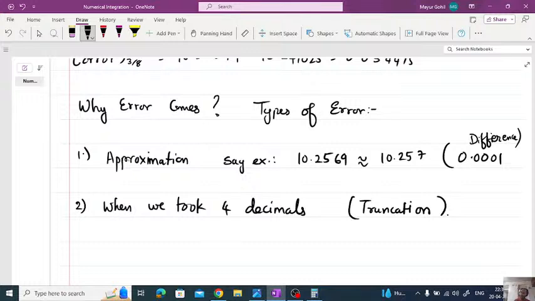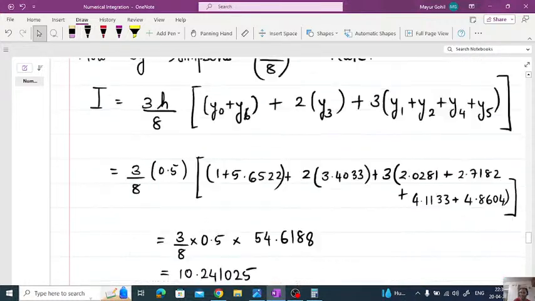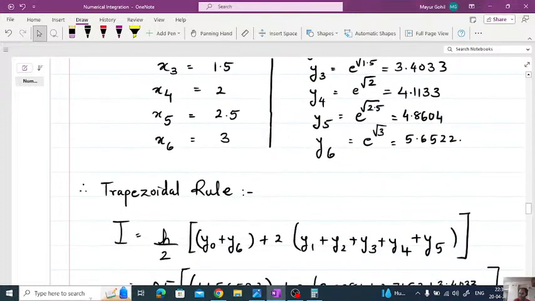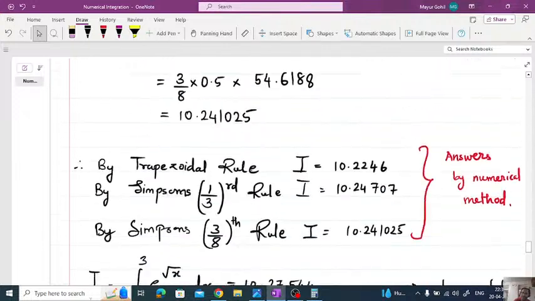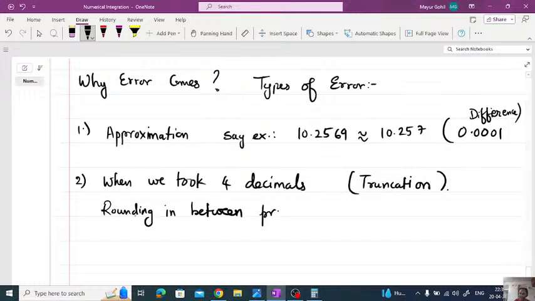Now, in between the steps also, some children, when you are calculating, you already took four decimals, and in between also, if you do rounding during the process, that is also a big problem. So rounding in between the process also creates error. So these are some types.